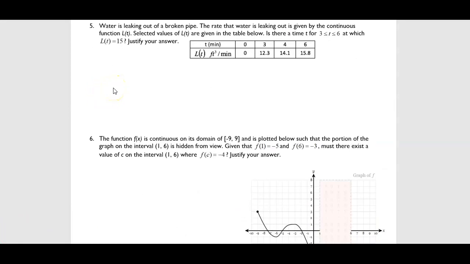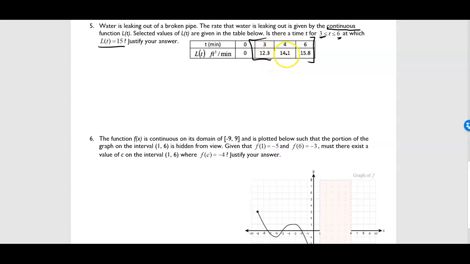So you're also going to see IVT sometimes on application problems. Number 5 tells me water is leaking out of a broken pipe. The rate that water is leaking out is given by this continuous function. Again, continuous, that's important. Is there a time t for t between 3 and 6 such that L of t equals 15? So in other words, do I have to cross the y value of 15 somewhere between t equals 3 and t equals 6? So I'm looking here between 3 and 6. Do I have to cross 15 there?